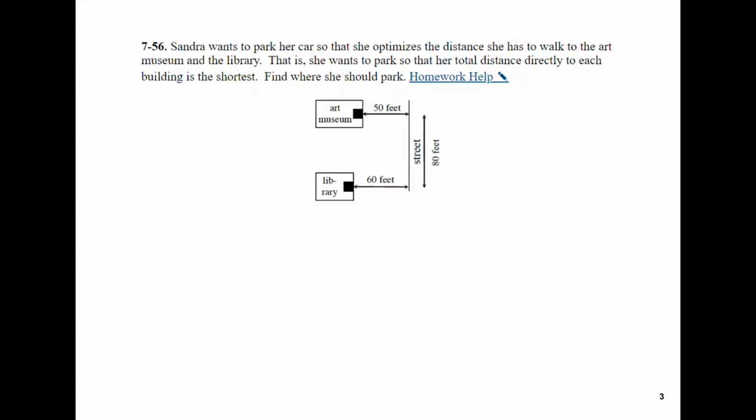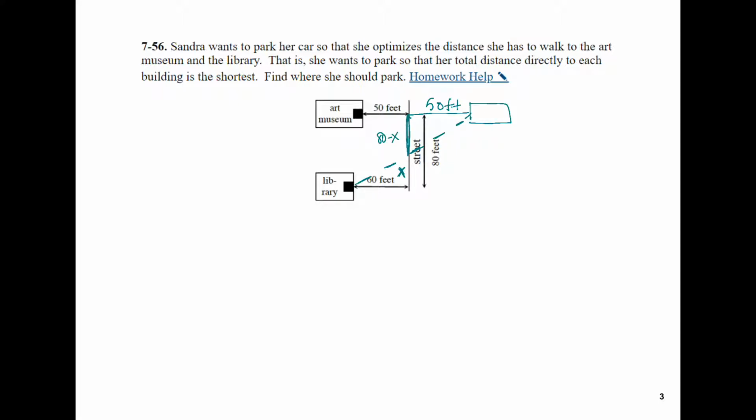So if we reflect the art museum and we rewrite the 50 feet on this side of our diagram, we then can draw a straight line from the library to the art museum. We know that the street is 80 feet long, so if we replace this part of the street with X, we can replace this piece of the street with 80 minus X.